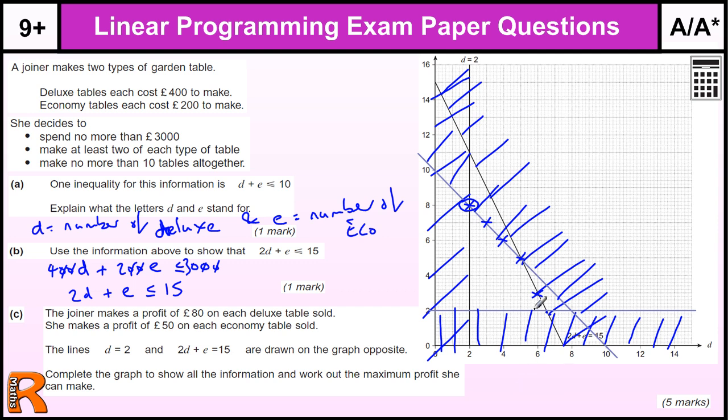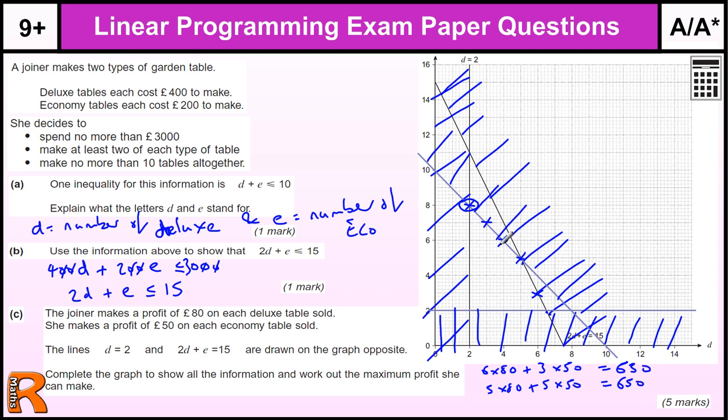Let's have a look. We've got 6, 3, so 6 lots of deluxe, which is 6 80s, plus 3 lots of 50s, which is going to be 480 plus 150, is going to be 630. And then we've got 5 and 5, 5 80s plus 5 times 50, so that's going to be 250 plus 400, it's going to be 650.